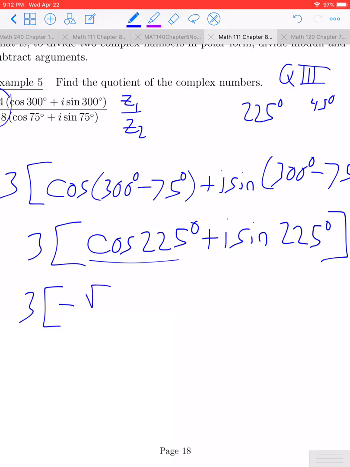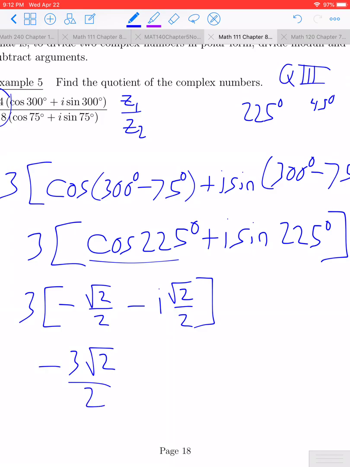And the cosine of 45 is radical 2 over 2. Therefore, the cosine of 225 is going to be negative radical 2 over 2. And the sine would also have a value negative radical 2 over 2. We simply go ahead and distribute, and we get the complex number in standard form. Negative 3 square root of 2 over 2 minus i times 3 square root of 2 over 2.